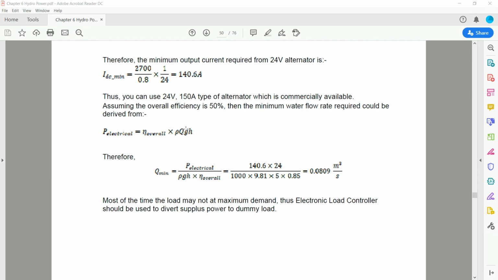So therefore Q becomes the subject: Q minimum equals P electrical divided by rho gH multiplied with overall efficiency. So the Q minimum, the minimum flow rate that could be required for this system, is 0.0809 cubic meter per second. Most of the time the load may not be at maximum demand, so thus an ELC, electronic load controller, should be used to divert surplus power to a dummy load.